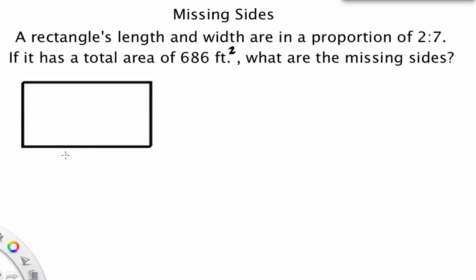It says it has length and width in proportion of 2 to 7. The 7 I'm going to assume is the length. If I don't know what it is, it's got to be 7x. The width is going to be 2x. And remember, the area of a rectangle equals length times width.